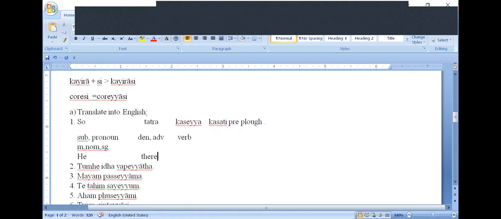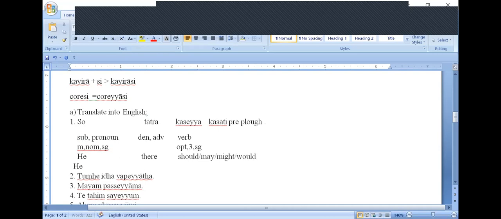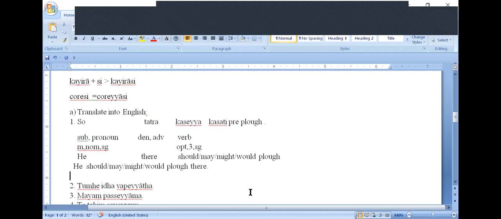Now kaseya, what kind of verb is this? Optative, third person singular. So how do you translate this? He should plow there. There are four ways to translate, remember? Should, may, might, would. So the whole translation will be: he should, would, might plow there. Is it easy?